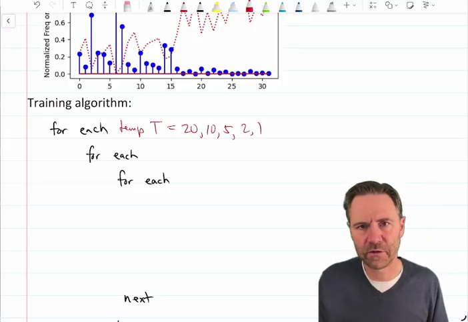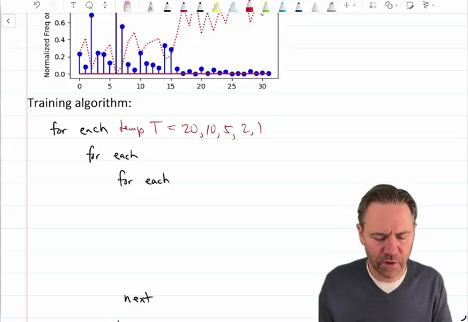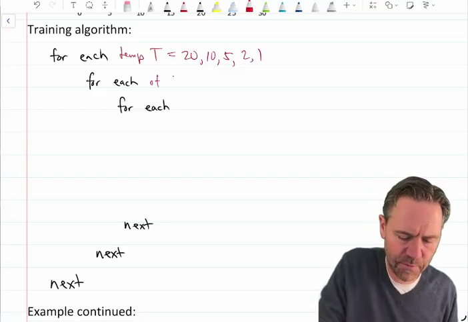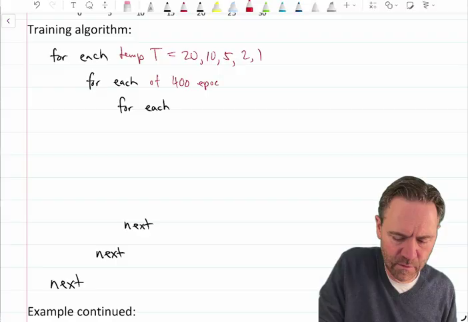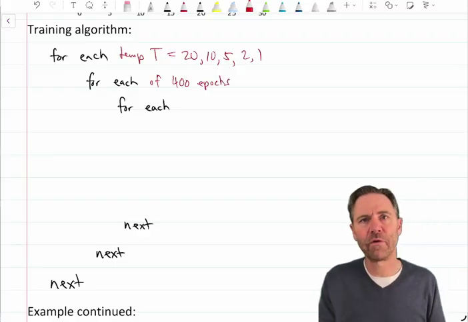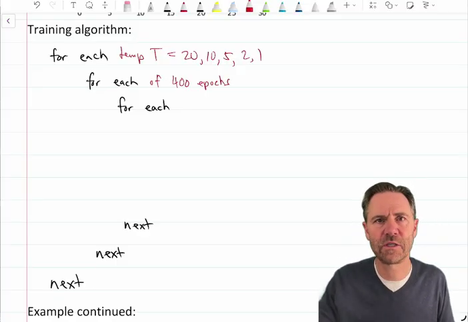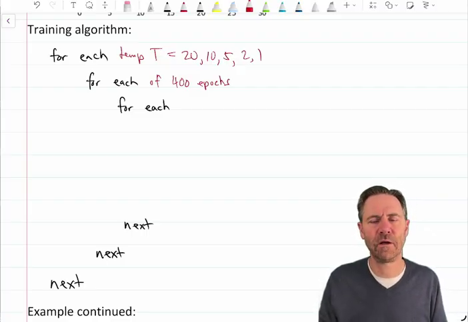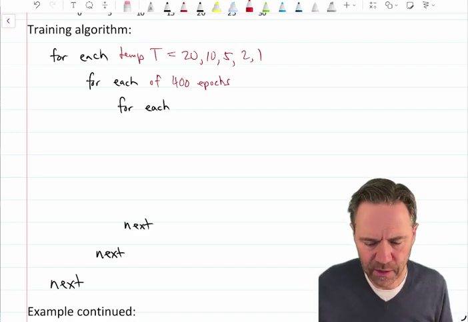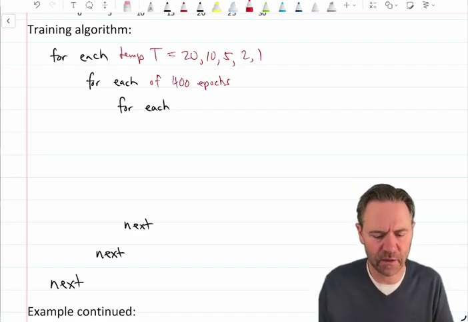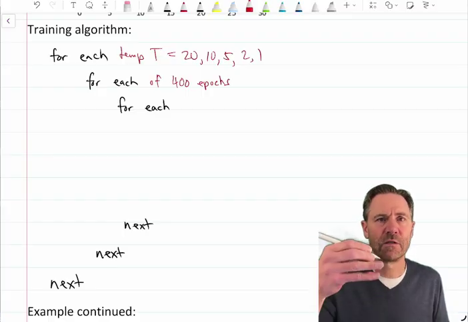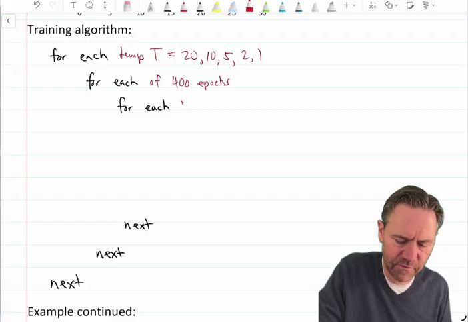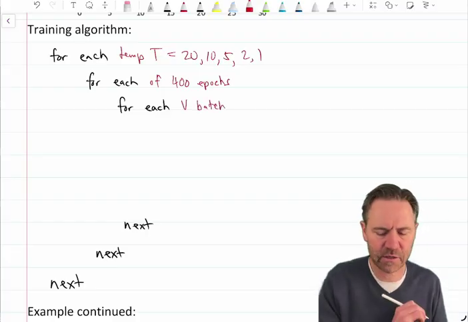It really depends on your data set. So for each of those, we're going to go through this learning process. So for each of 400 epochs, we're going to go over whatever visibles we have. This is specific to my really toy data set. I don't even know if I use these particular numbers, but it'll depend on your data set. So I've got a small data set, so I go through a whole bunch of times. So for each epoch, we choose a batch of visibles for each V batch. So I'm calling that visibles.